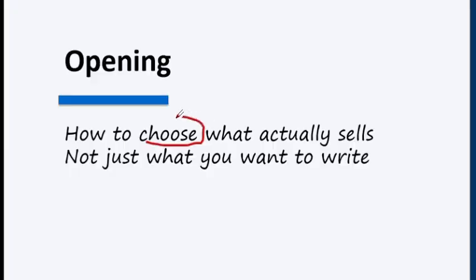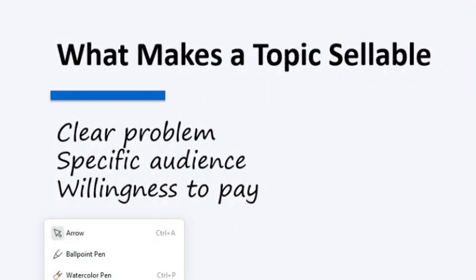How do you choose what actually sells and not what you want to write? Now, what makes a topic sellable? You must be able to define a clear problem. Of all the problems in the world, you must be able to identify one or two that you're actually trying to solve with that book. So before you start writing at all, make sure your content is going to solve a problem.